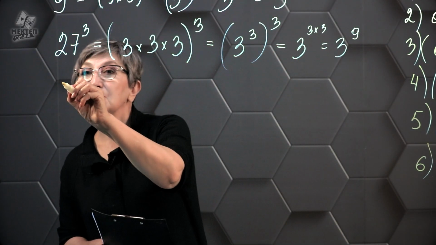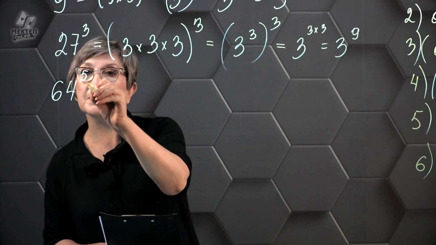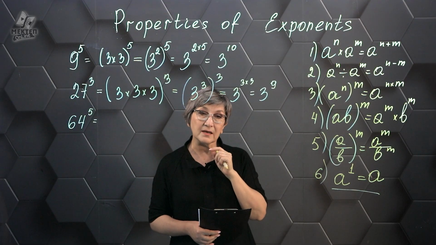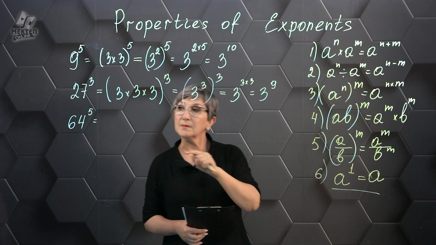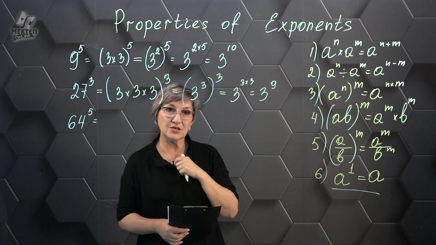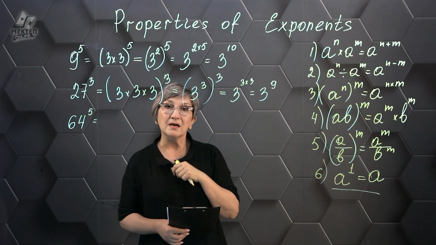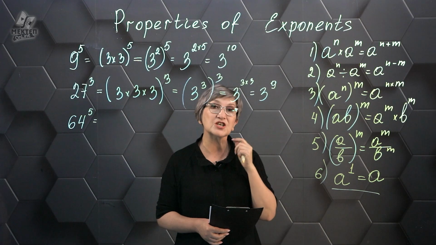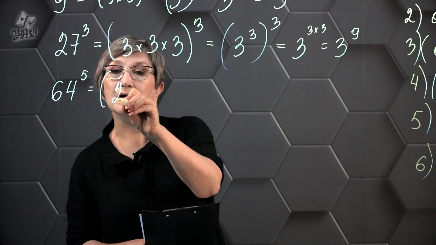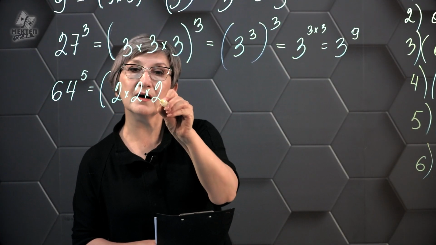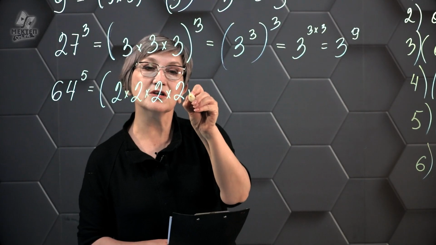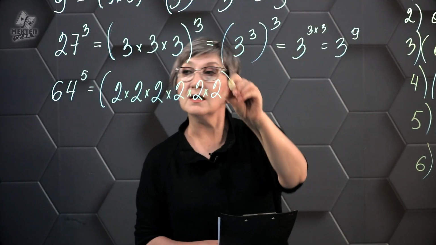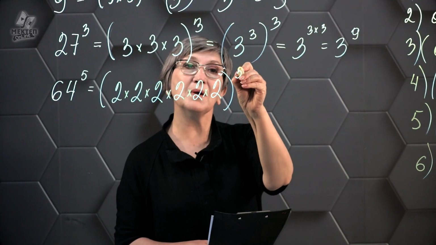Next example. The number 64 is a power of 5. In this example, we'll write down different bases. We will solve it in 2 ways. In the first case, 64 can be represented as 2 times 2 times 2, 6 times. 2 times 2 is 4, times 2 is 8, multiply by 2, 16. Multiply by 2, 32. And multiply by 2 is 64. And all of this is to the fifth power.